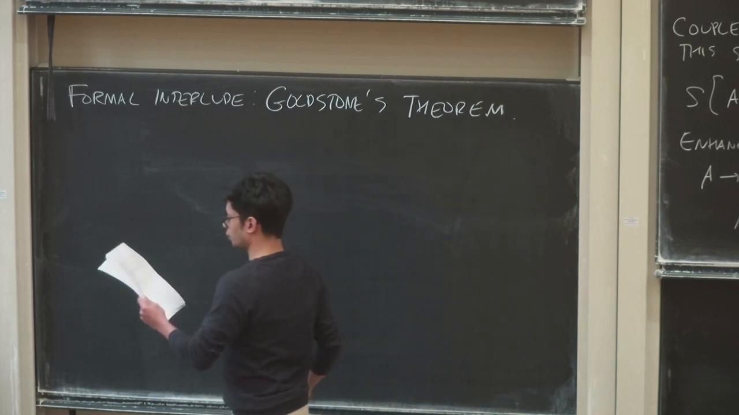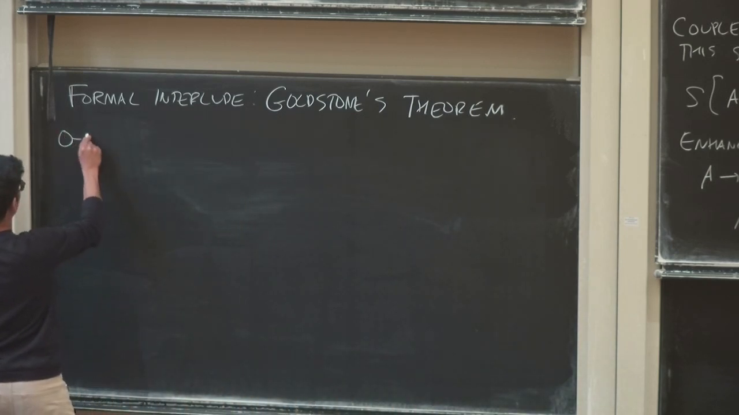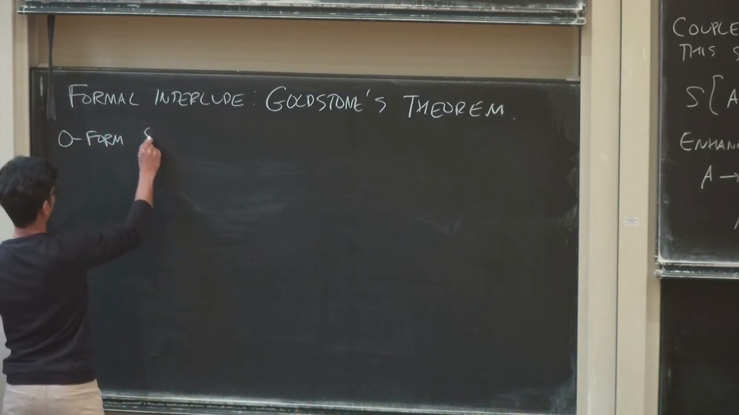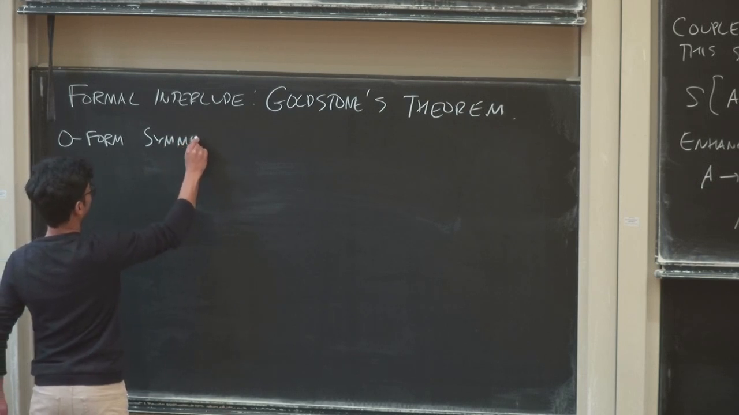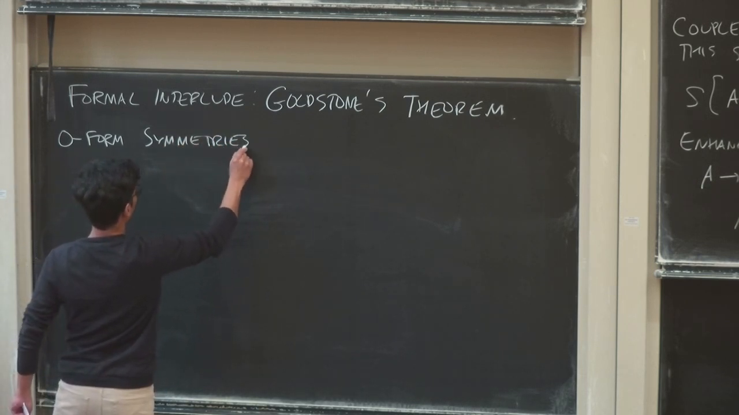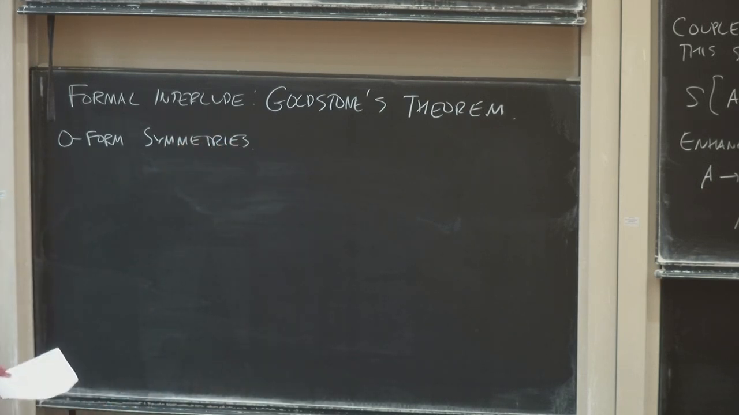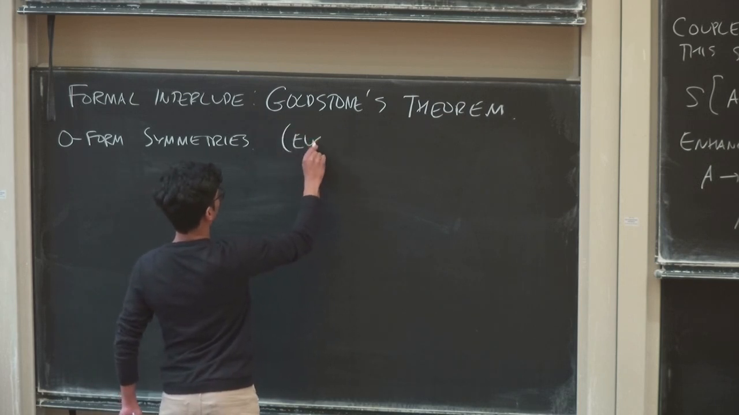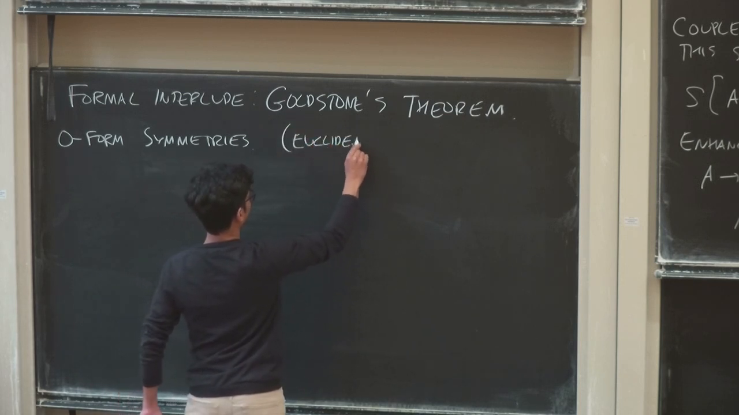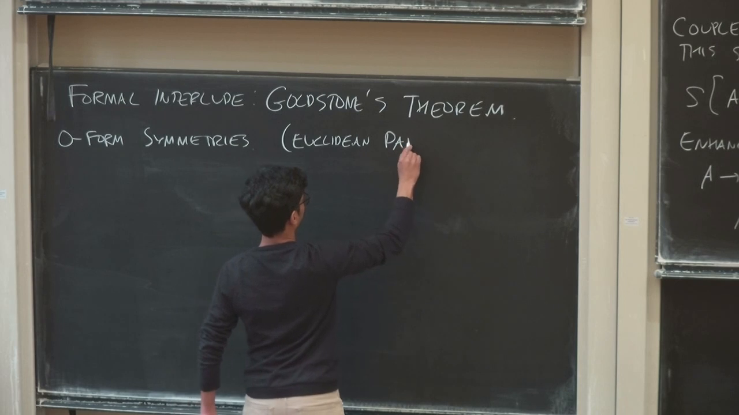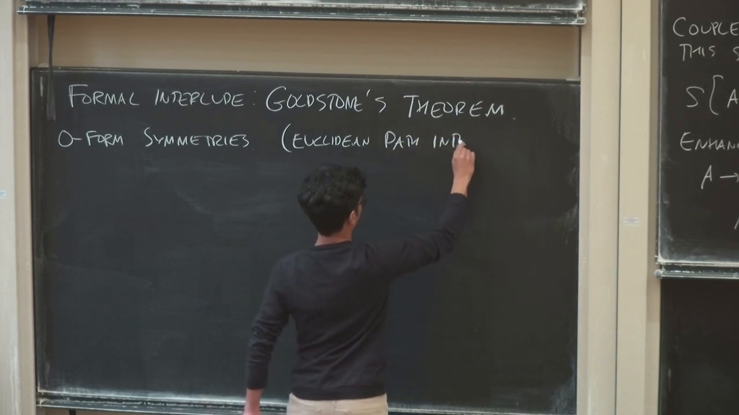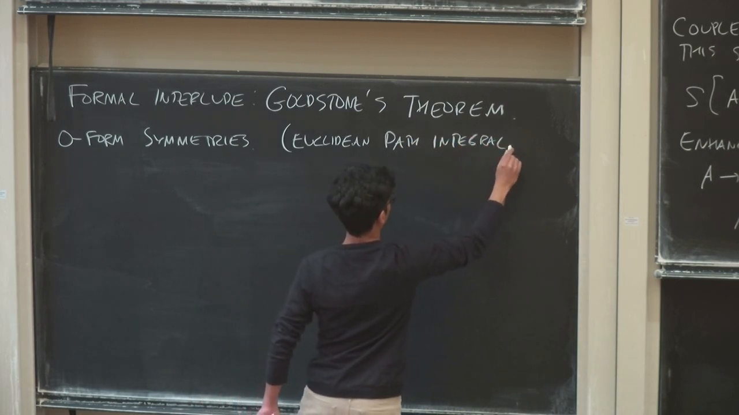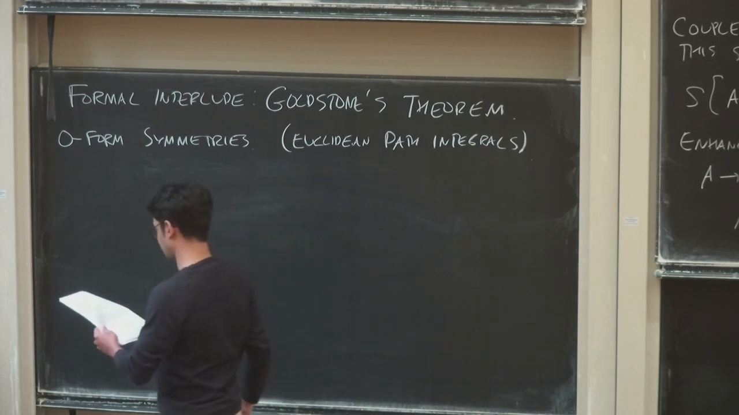Okay. So first, this is for zero-form symmetries. What I'm telling you is from a paper of me and Diego Hofman from 2018. I believe this is the fastest proof of Goldstone's theorem in general, though. What's going to be different about this proof is that we're going to do it not using the usual Hilbert space language, but in Euclidean path integral language. So we're going to prove Goldstone's theorem for Euclidean path integrals.